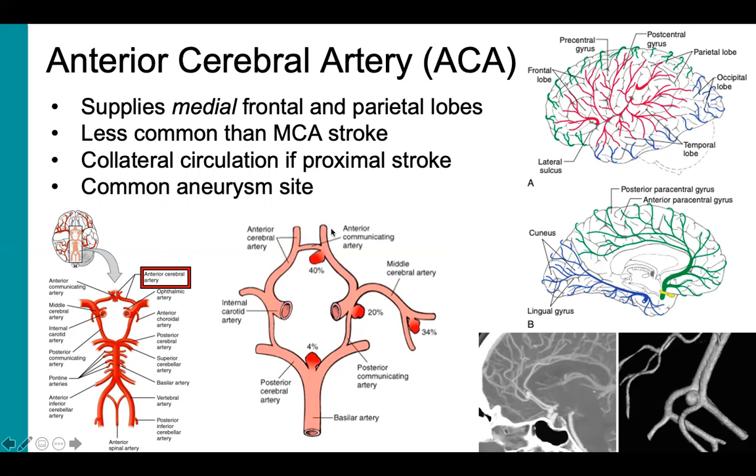Of note, the anterior cerebral artery anterior communicating artery junction is a common site for aneurysms. The bottom right imaging shows a pericallosal artery aneurysm, which could lead to a hemorrhagic stroke. However, we're going to stick to the ischemic strokes for this lecture.